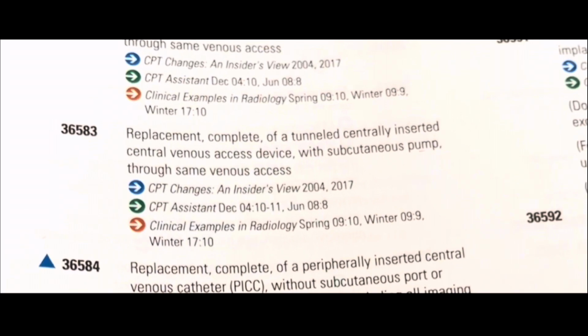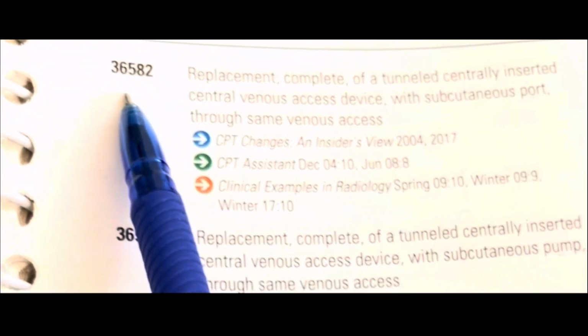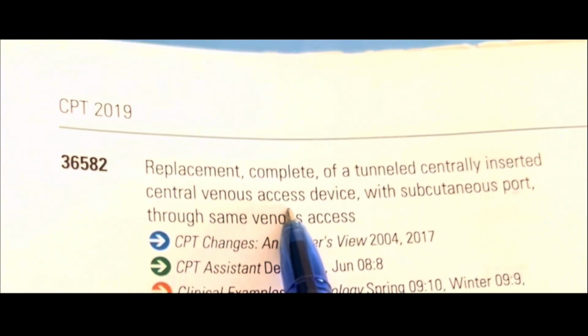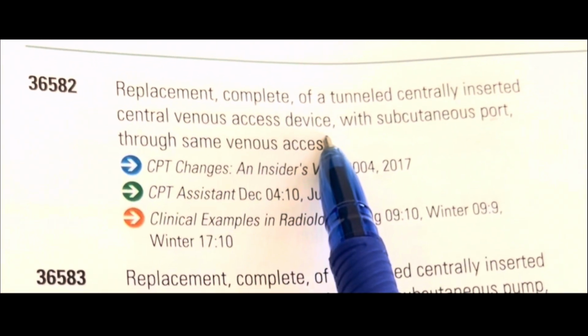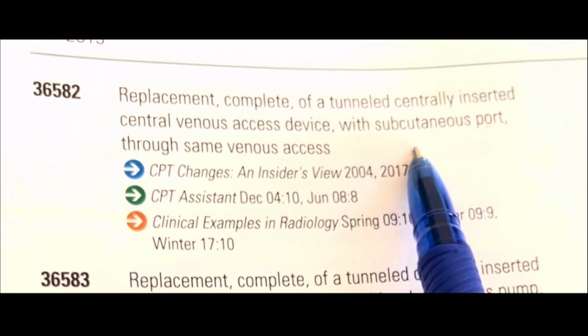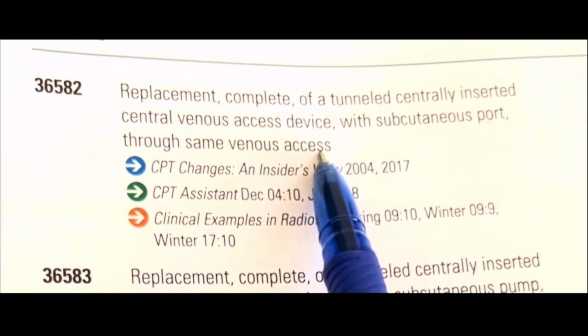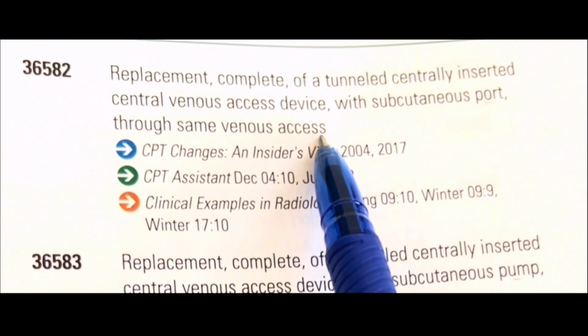And then you can cross check if this code is correct. See, 36582, replacement complete of a tunneled centrally inserted central venous access device with subcutaneous port through the same venous access. So this will be the answer, 36582.